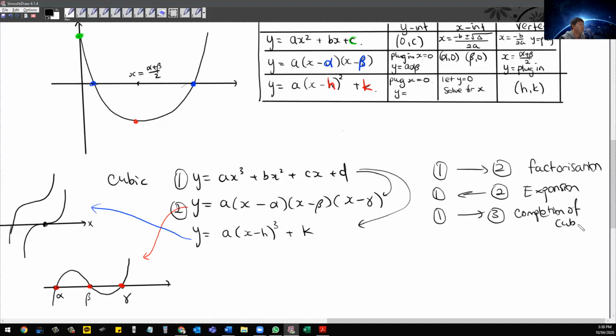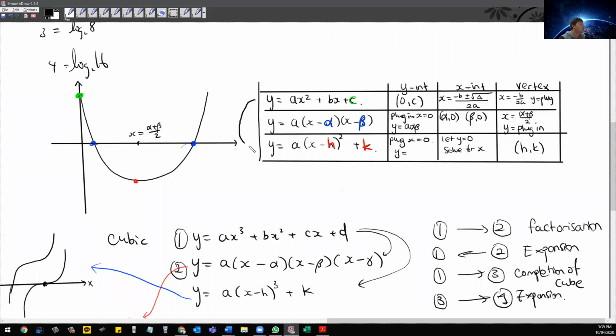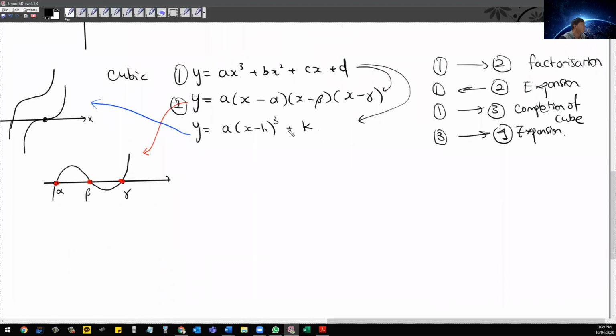And that's not easy. I don't think we need to cover that. And of course, 3 to 1 is expansion, true? Yeah. In a similar way, do you know how to go from the general form to the vertex form? That's completion of square, isn't it? Yeah. Have you learned that as well? Yeah, we did that. So no problem. So I'm not going to go back to that.